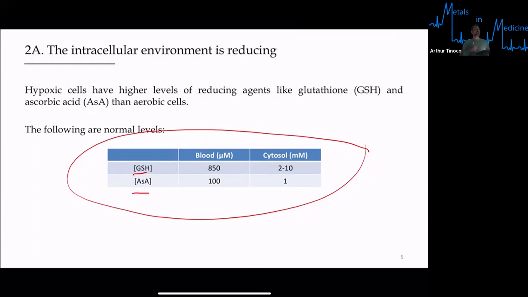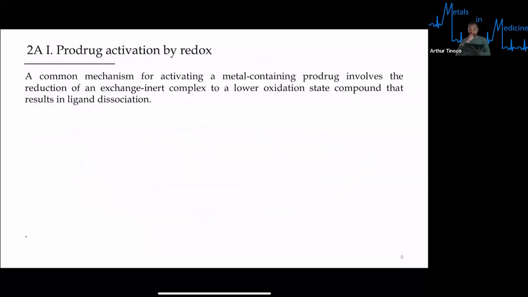You have about 2 to 10 millimolar of glutathione. I will note that glutathione will exist in both its oxidized and reduced form, because that's actually an important feature in order for it to facilitate redox control. And ascorbic acid is about 1 millimolar. Ascorbic acid is known to play a significant role as an antioxidant.